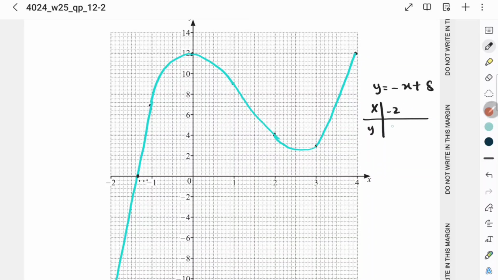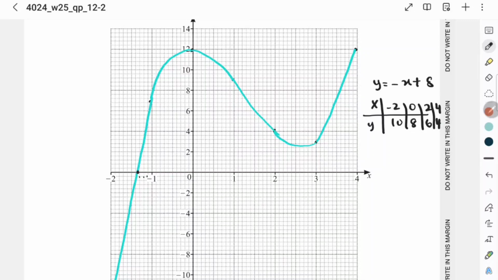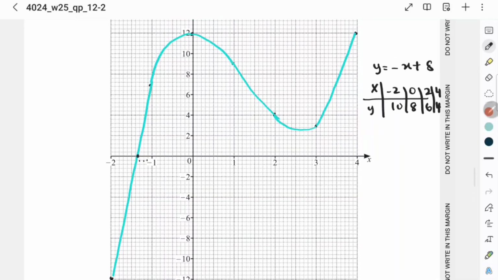2 plus 8 is 10, 0, then it's 8. If I'm taking 2, minus 2 plus 8 is 6. Or if I'm taking 4, then it will become minus 4 plus 8 is 4. Just draw them. Minus 2 and 10. Okay, this is the point.